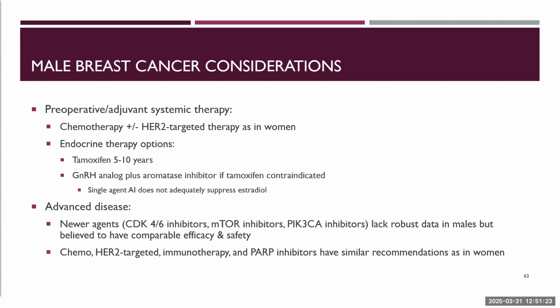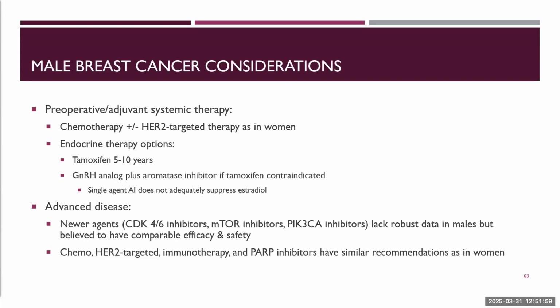So like goserelin or leuprolide in combination with an aromatase inhibitor, because the single agent aromatase inhibitor does not adequately suppress the estradiol. So we need to use that in combination. Kind of similar to our postmenopausal females, we have to add the GnRH analog if we're going to use an aromatase inhibitor. For advanced disease, we do have all those newer agents that we talked about: the CDK4/6 inhibitors, mTOR inhibitor, the PIK3CA inhibitor. They lack robust data in males, but they are believed to have comparable efficacy and safety.